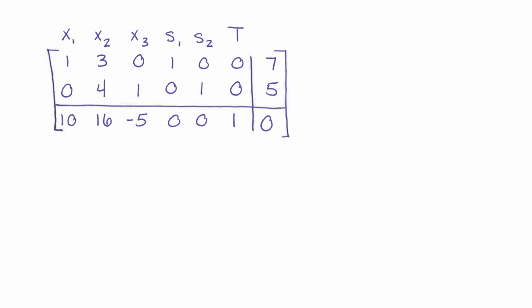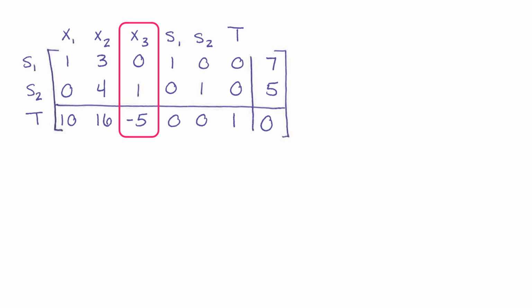Now, we didn't introduce any artificial variables, so we don't have any m's in the bottom row. So we're just going to use the simplex method. Note that the basic variables are s1, s2, and t. And the most negative number in the bottom row to the left of the objective column is negative 5, and that's in column 3. So x3 is going to be the entering variable.